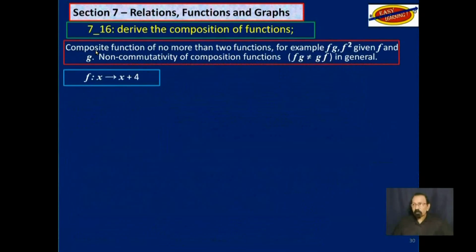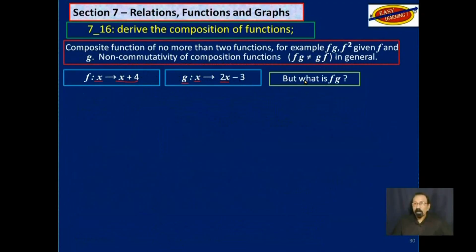So you have a function f such that x maps into x plus 4. And you have another function g such that x maps into 2x minus 3. What is fg? Now, this is how your syllabus listed fg. In other books, you may see it as f of g, or you may see some brackets there. So remember, that is not f times g. And I will demonstrate that right now.